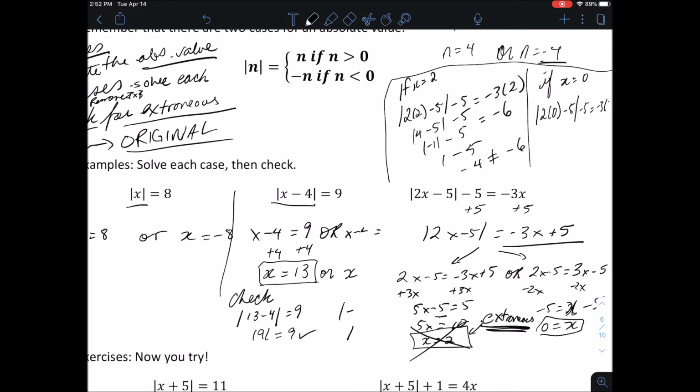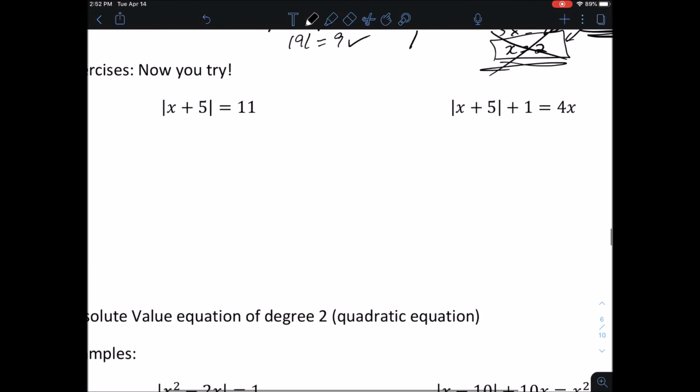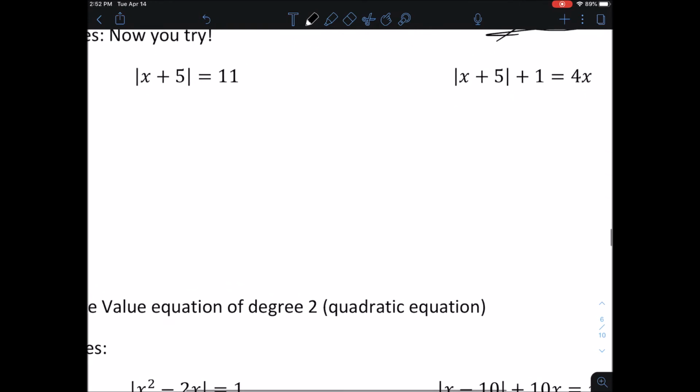So I'd have 2 times 0 minus 5 equals negative 3 times 0. This side is 0. 2 times 0, well, that's just 0 minus 5. So the absolute value of minus 5, take away 5, is 0. So here this one works. So this is my only solution. The other one turned out to be extraneous.